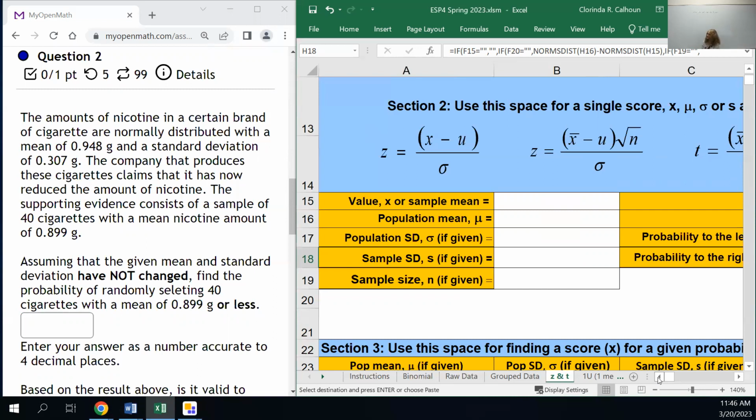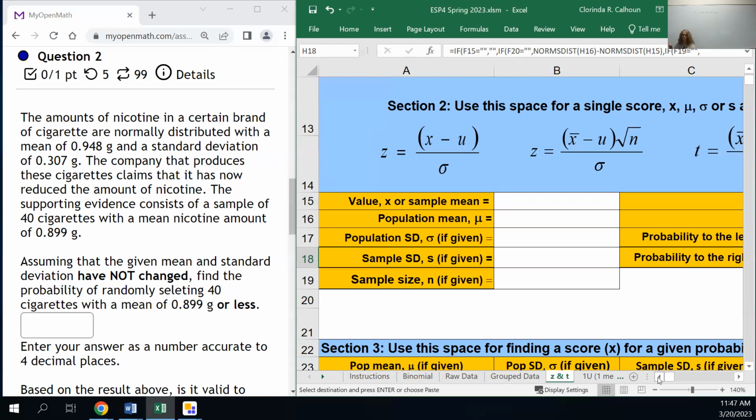The supporting evidence consists of a sample of a certain number of cigarettes with a mean, the average of this sample, so that is your X bar, the mean nicotine amount of a certain amount of grams. Now, if you look at my sample, it did say that they were normally distributed, but since my sample is 30 or greater, it didn't even matter if it was normal or not. Okay, assuming that the given mean and standard deviation have not changed, find the probability of selecting this certain amount of cigarettes and the mean of those cigarettes, which is our X bar.